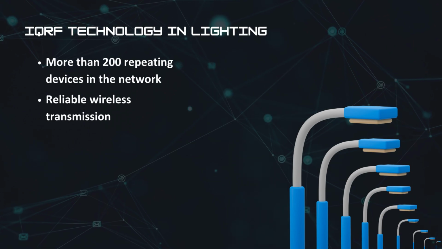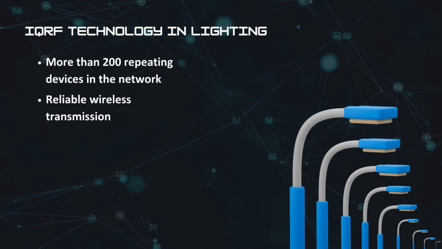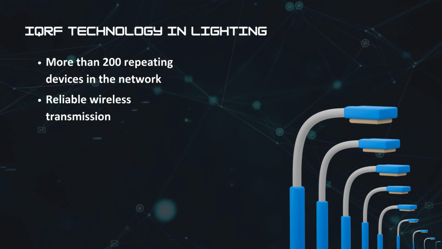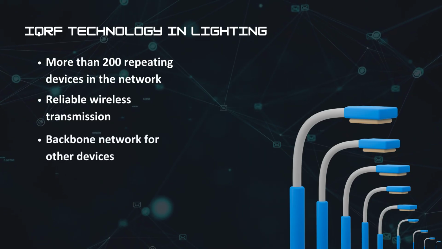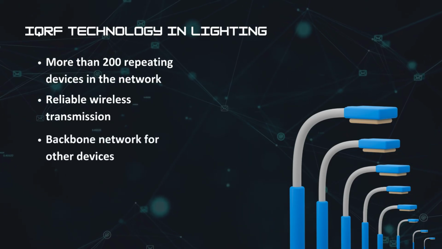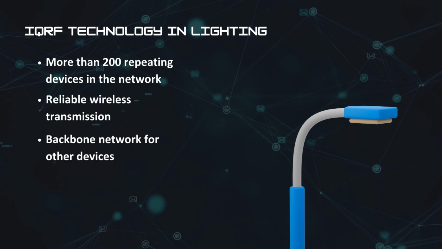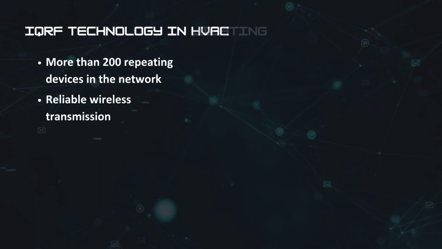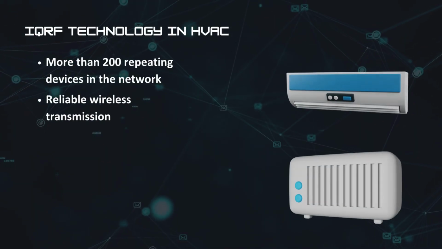Plus, the lights are usually powered all the time, right? Sure. They are powered from the mains, so they don't have to save battery power. They can be on all the time and can actually form a backbone network for other devices around them, such as sensors. So the lights actually help with communication throughout the area. And now, when we talk about reliability, let's move on to HVAC, heating, ventilation, and air conditioning.